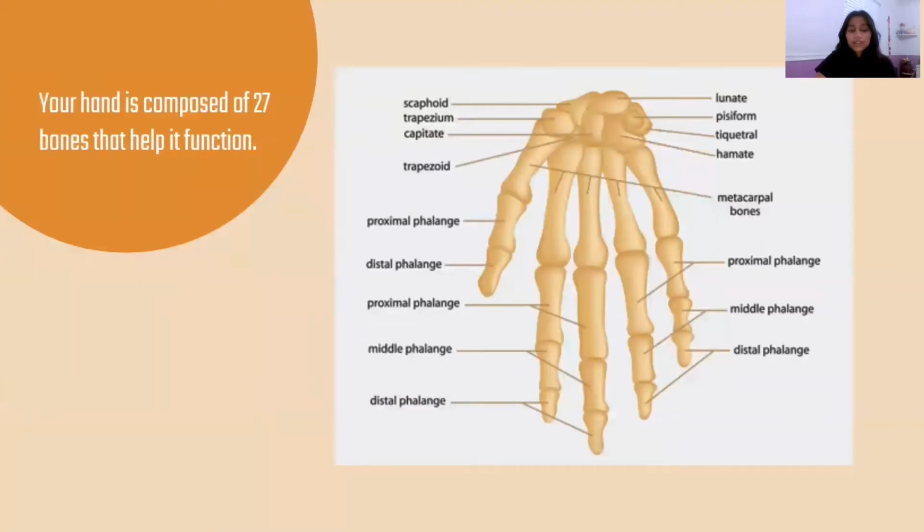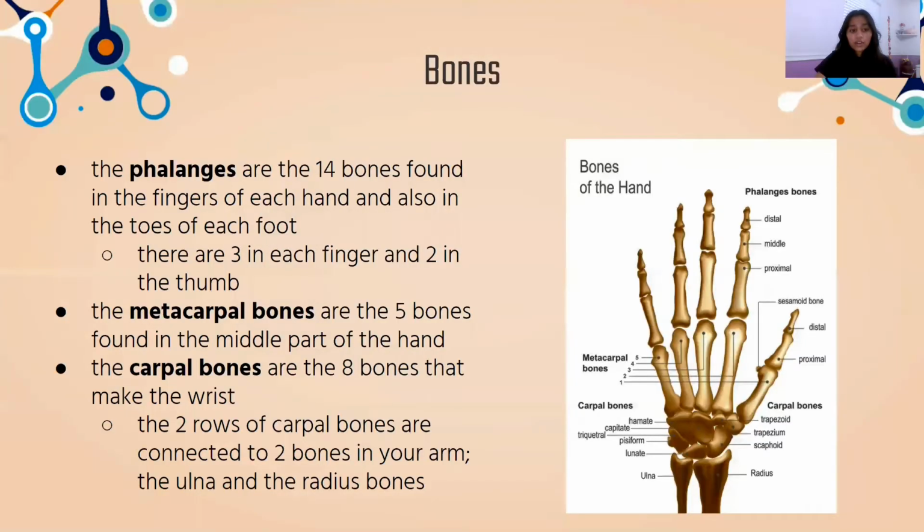In total, your hand is composed of 27 bones that help it function. You can see all of these listed in the picture on the right, and we're going to go over them in the next slide. So first of all, you have your phalanges, which are the 14 bones found in the fingers of each hand and also the toes of each foot. There are 3 in each finger and only 2 in the thumb because your thumb is shorter.